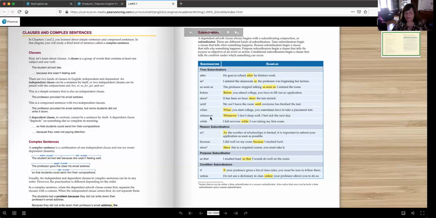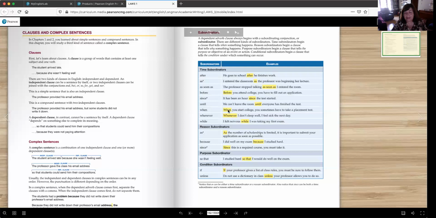Whenever. Whenever I don't sleep well, I feel sick the next day. And the word whenever here and when can be used interchangeably. You can say when I don't sleep well, I feel sick the next day. But whenever means each time. It means every time, okay?